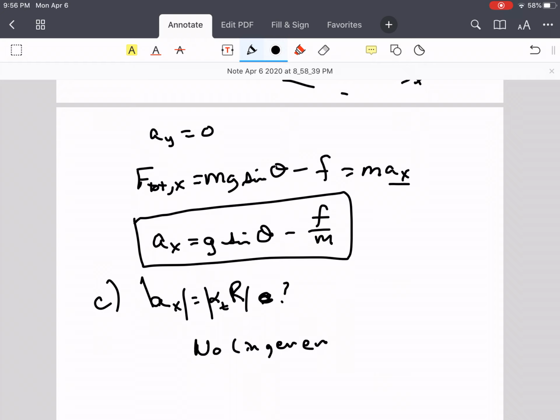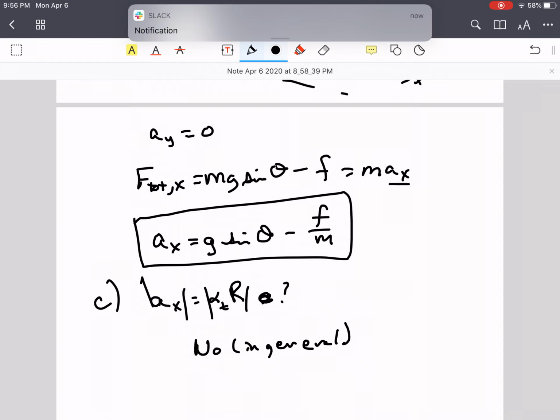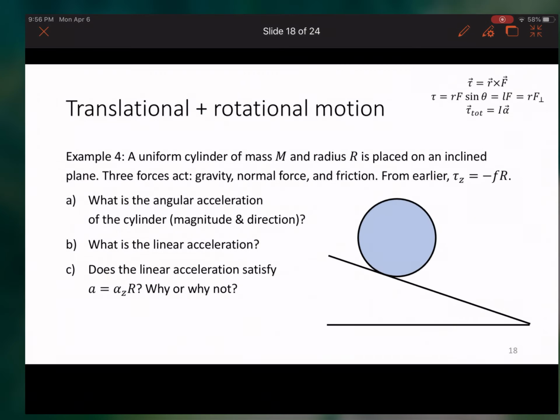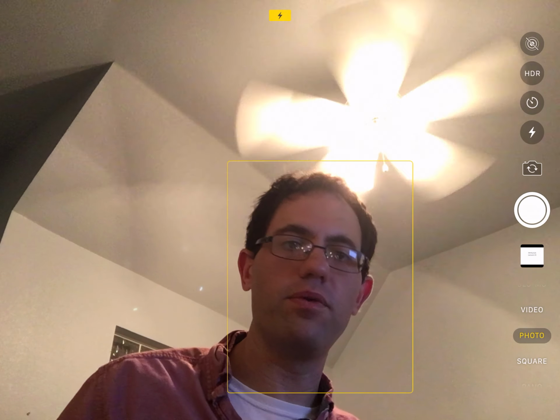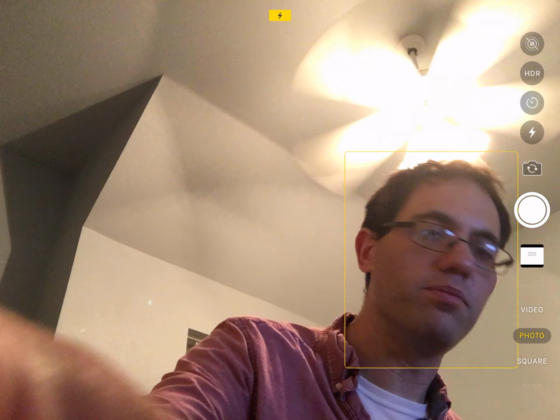And that turns out to be correct. In general, it will not be the case that an object rolling down a hill will satisfy a equals alpha times r. So this is really hard to see because we're kind of used to situations where the answer is yes, but it's not actually that crazy. So imagine the following scenario.